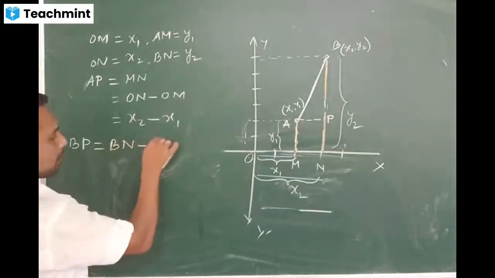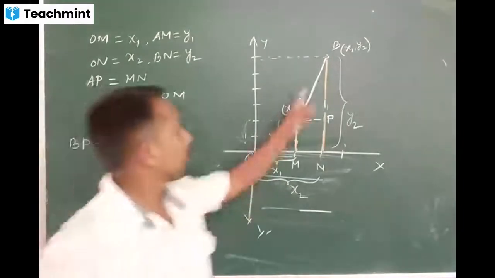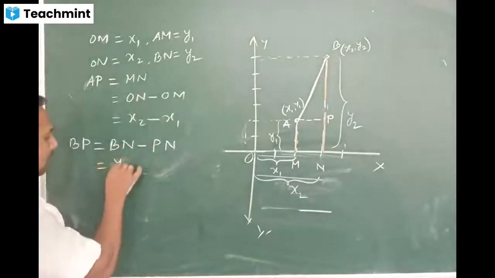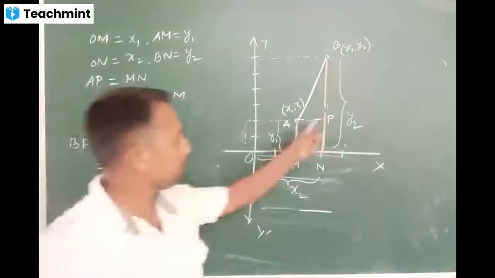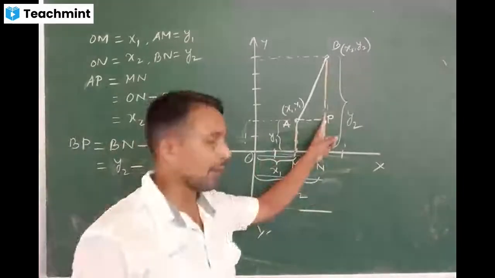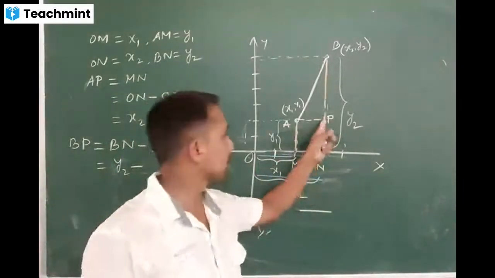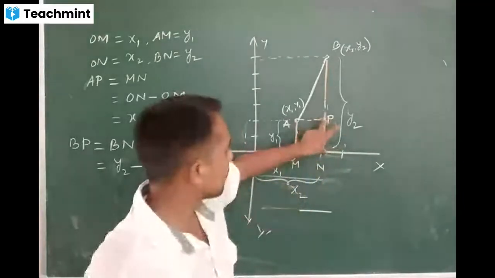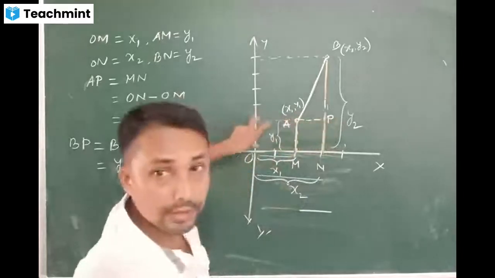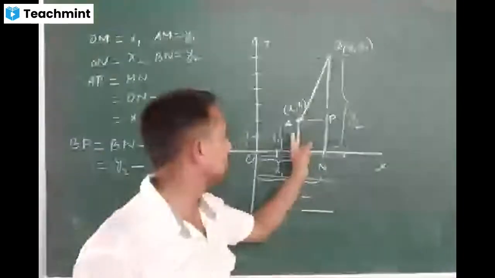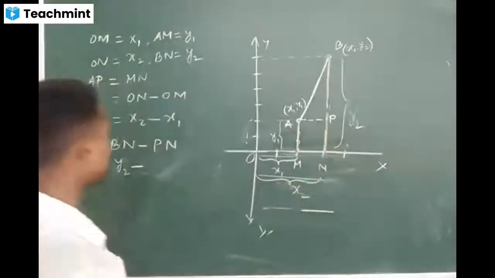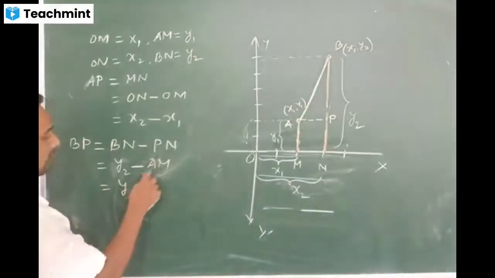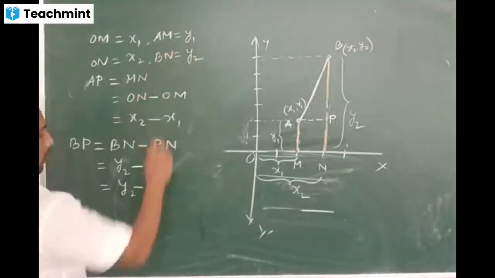BN minus PN. Now, B to N, the whole length is Y2. And P to N, since P is there, but of course we have not given any point here. Therefore, instead of taking P, PN is equal to AM. This length is equal because these lines are parallel, and these lines are parallel. So this is equal to this, this is equal to this part. So in place of PN, we can write AM. Or Y2 minus AM is equal to Y1.